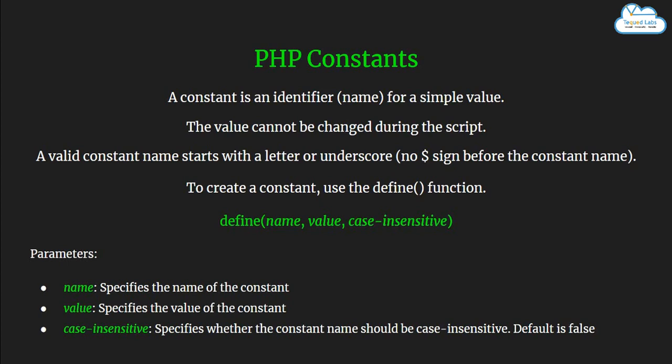A valid constant name starts with a letter or an underscore. I told you the rules for variables; the same applies here as well. The only difference is there's no $ sign before the constant name. You can directly declare it. To define a constant, use the define function. Define of name, what is the name of the constant, then value, then case insensitive, right? All these things should be done to create a constant.